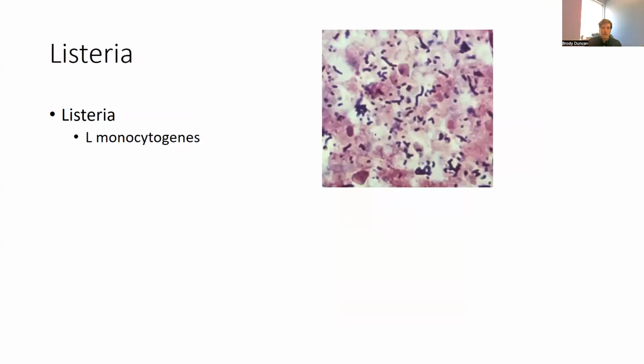Finally, Listeria is the third of the trio of medically important gram-positive bacilli that you'll typically find in blood cultures and things like that. You can see the gram stain shows, again, these smaller gram-positive bacilli. Some of them are almost coccoid. Listeria monocytogenes is really the only important species for you to know at the medical student level.